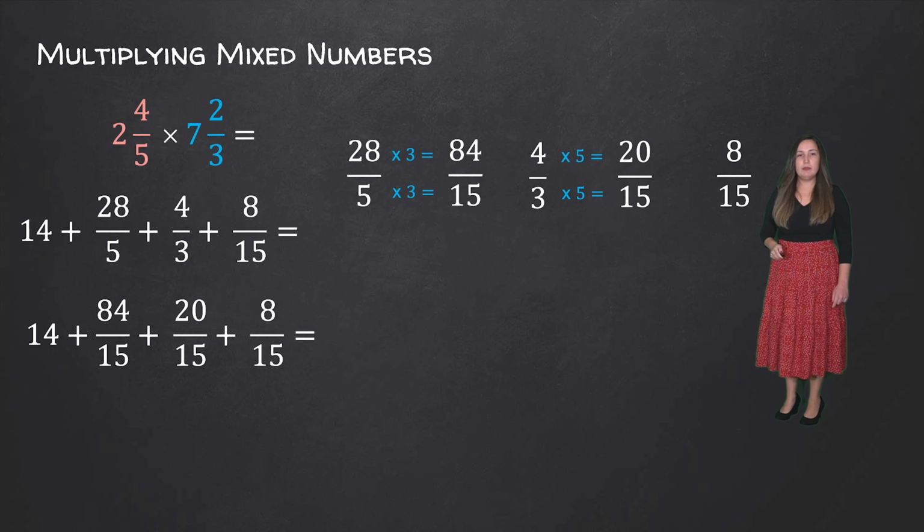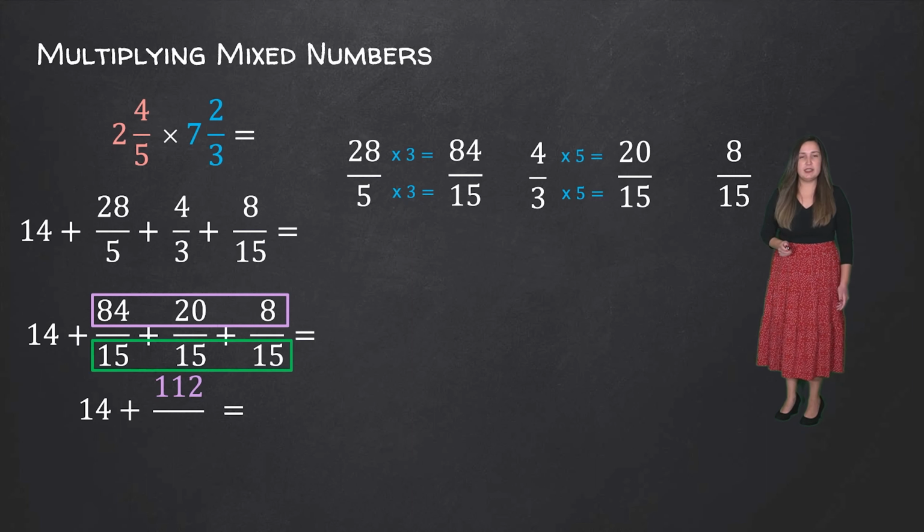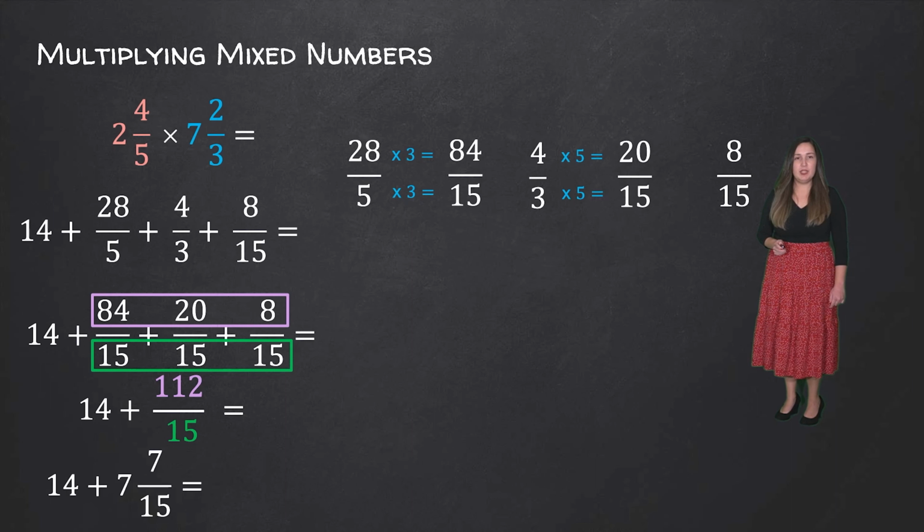So we're going to rewrite our problem with the same denominator. So we have 14 plus 84 over 15 plus 20 over 15 plus 8 over 15, and we're going to add that up. We're going to rewrite the 14, and then add the numerators. So 84 plus 20 plus 8 is equal to 112, and the denominator stays the same when we add, so it's 14 plus 112 over 15, which equals 14 plus 7 and 7 over 15, which equals 21 and 7 over 15.